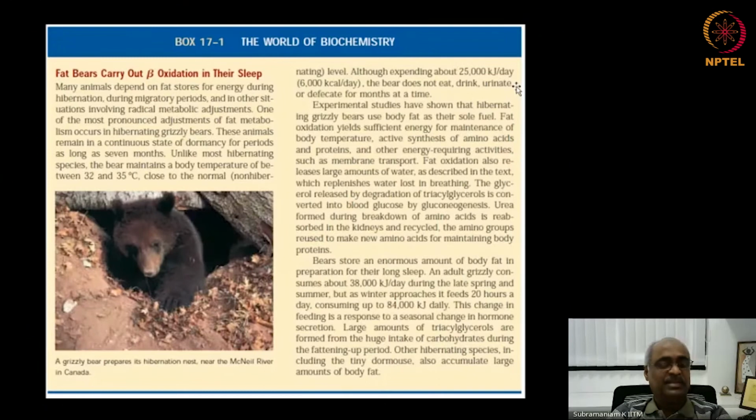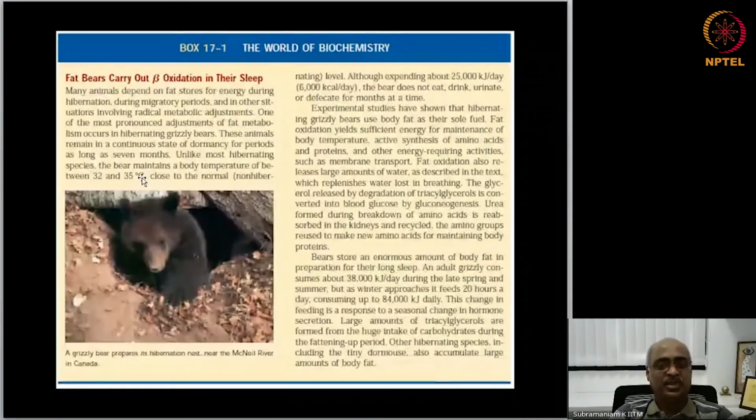But by oxidizing the stored fat, this 84,000 kilojoules eaten every day during the late summer and autumn, those fats are oxidized by beta oxidation. That helps the bear maintain a normal body temperature of 30 to 35 degrees, while it is frozen outside. It is able to maintain this because beta oxidation gives the required ATP to keep all metabolism going, protein synthesis happening, all normal things going.